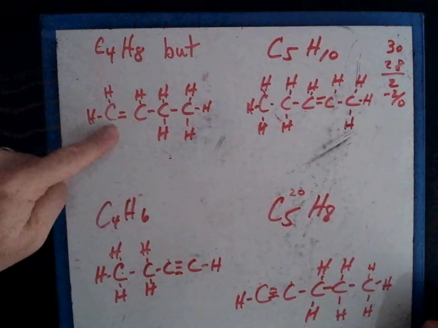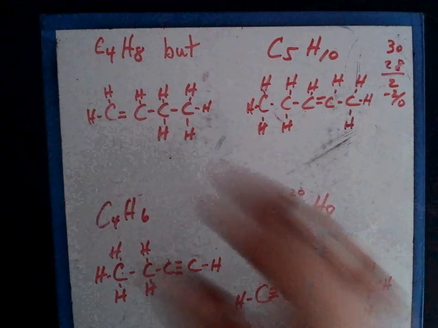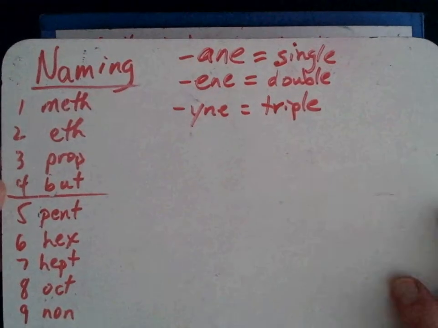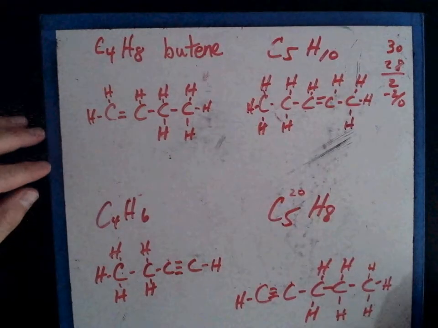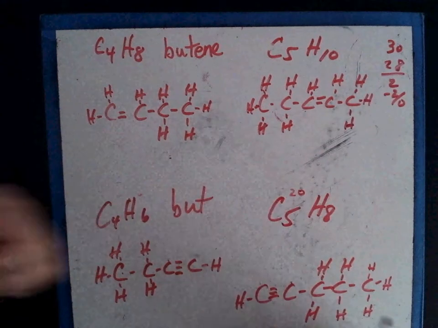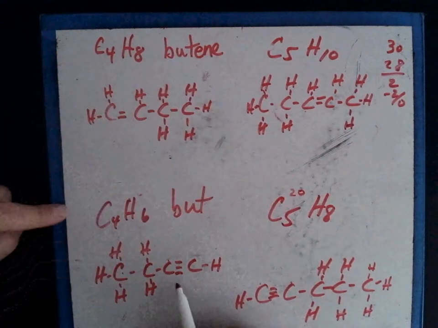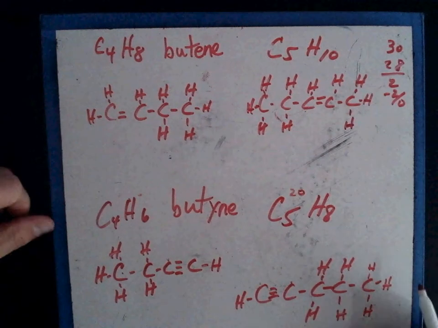But look at the picture. It has a double bond. Well, for a double bond, it's either going to be ane, ene, or ine. Double bond, ene. So this is butene. Okay? There's another 4 carbon, bute, meth, eth, prop, bute. But this one has a triple bond. So it's butine. It's real easy. Your picture tells you what to do.